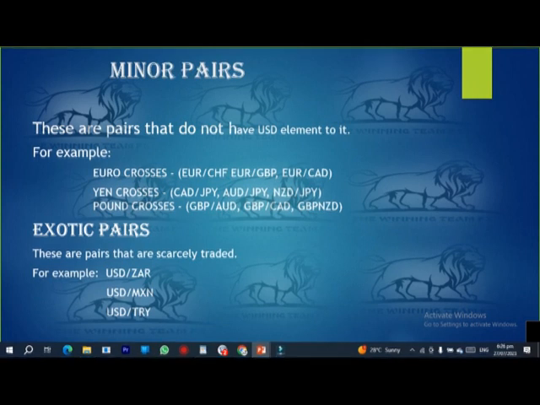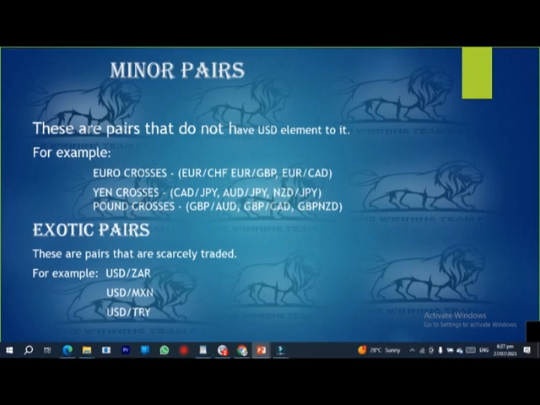The exotic pairs. These are pairs that are scarcely traded. Let me explain. Exotic pairs are economies that have the USD crosses, but they are not among the 8 strong economies. They are all these economies that have the USD attached to them, but they are not part of those 8 strong economies. They are the exotic, but they have USD attached to them.